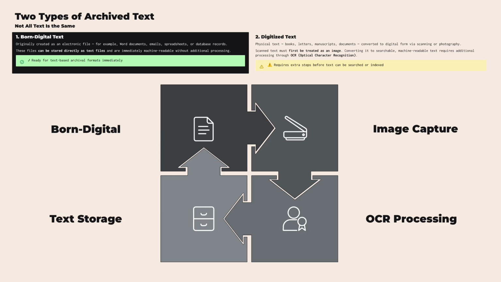The second is digitized text: physical materials, handwritten letters, printed books, typed manuscripts, that have been converted to digital form by scanning or photography. Here is the catch. From the computer's perspective, a scan is an image. It is a picture of text, not text itself. The computer has no idea there are letters in that image unless you do something extra to make the text machine readable. That something extra is OCR, which we'll get to shortly.